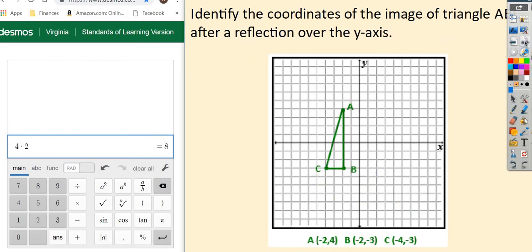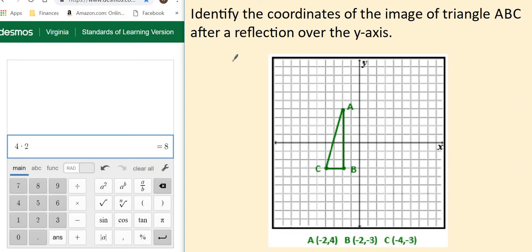It says identify the coordinates of an image of triangle ABC after a reflection over the y-axis. So your y-axis is right here. So let's figure out where they're going to be. We're going to go 1, 2, 1, 2. So that's my new A prime. And then C, 1, 2, 3, 4, 1, 2, 3, 4. It's going to be right there, C prime.